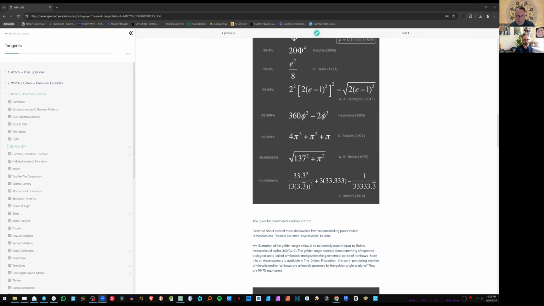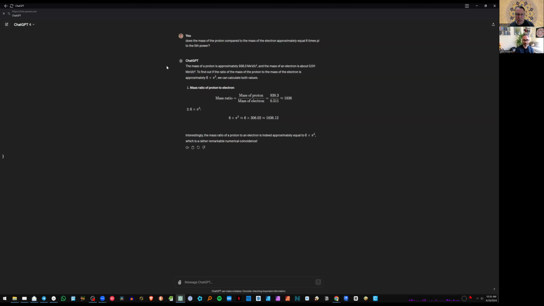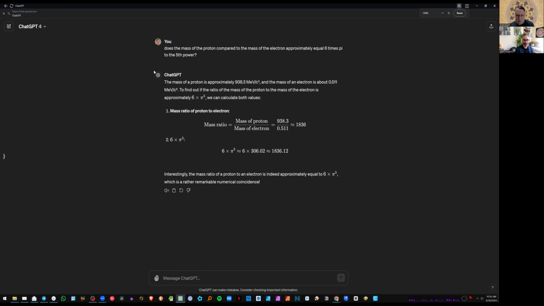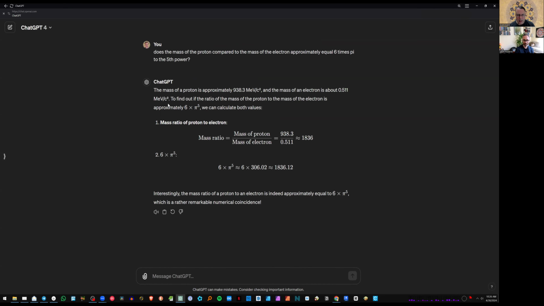So this one here is in ChatGPT right now. Let me see if I can make it bigger. And I asked ChatGPT this question: does the mass of the proton compared to the mass of the electron approximately equal 6 times pi to the fifth power? And in fact, it does. And it says it's a rather remarkable numerical coincidence. 6 times pi to the fifth power is the ratio of the mass of the proton to the mass of the electron. Wow. And she pointed that out, like, is that just a coincidence?